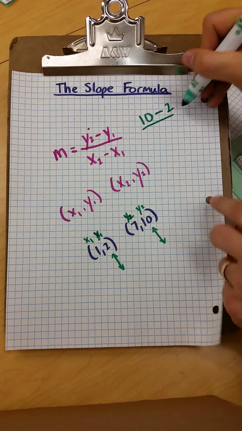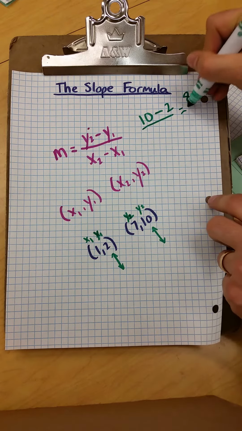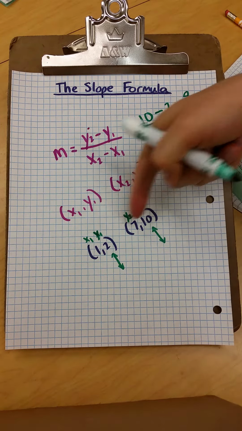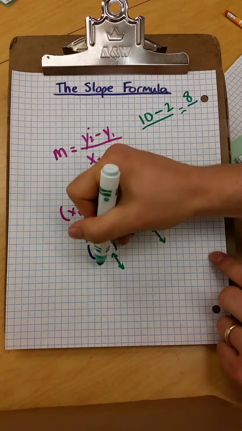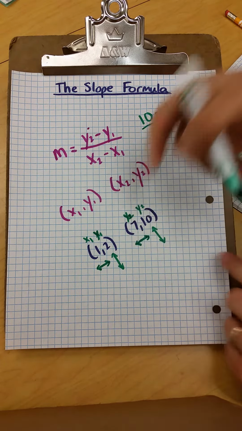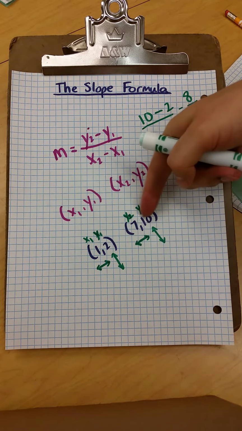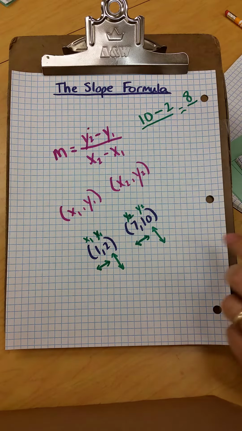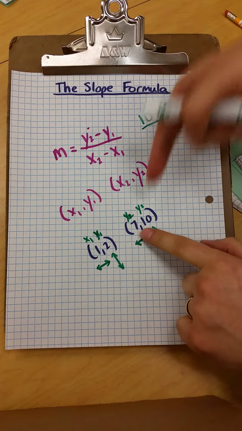When you subtract them, you end up with 8, which is just to say you went 8 from 2 to 10. Your horizontal change, side to side, on either number is the 1 and the 7. You can see you went from 1 to 7 with a change of 6, but when we plug it into the formula, that's what we should get.